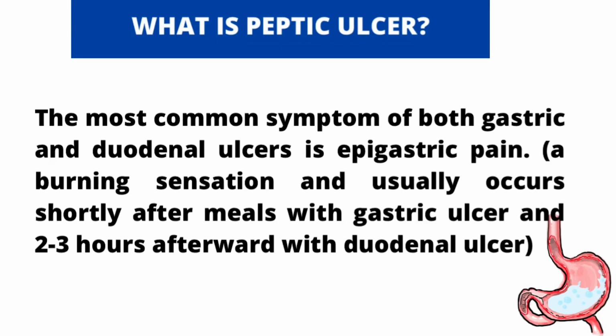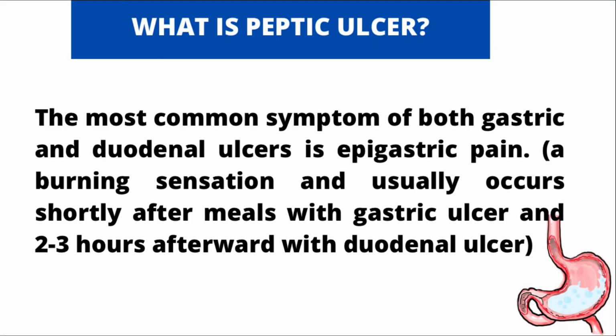One common thing about gastric and duodenal ulcers, which are the ones that occur in the stomach and the first part of the small intestine, is epigastric pain, which is a burning sensation, and it usually occurs after the person has eaten in gastric ulcer, and it occurs 2 to 3 hours after the person has eaten with duodenal ulcer.